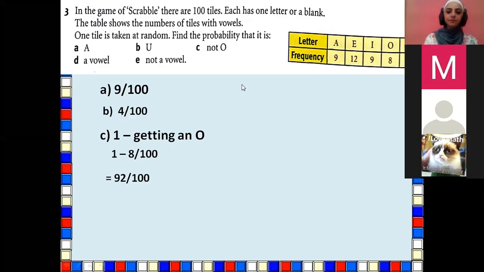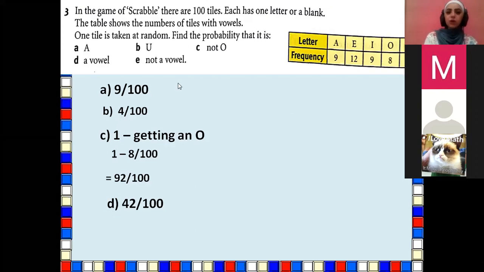Yalla, Zaina. Vowel, we're gonna add 9 plus 12 plus 9 plus 8 plus 4, which will be 42 out of 100. Yes, excellent. Choosing a vowel. We know that this table has all the vowels, so you need to add all the frequencies. When you add all the numbers, you get 42. The total is 100.